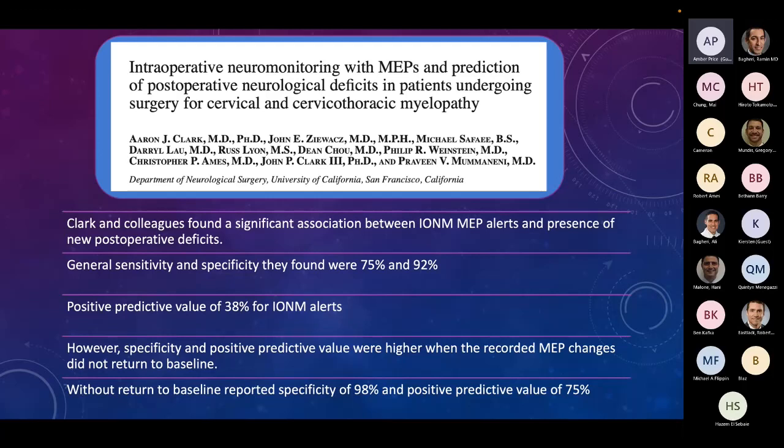But what they did note was that the positive predictive value was higher when the recorded MEP change did not return to baseline. And that improved the specificity to 98% and the positive predictive value to 75%. So the takeaway from this study is if your MEP changes and it doesn't return to baseline, you are much more likely to see that your neurodeficit manifests itself postoperatively.